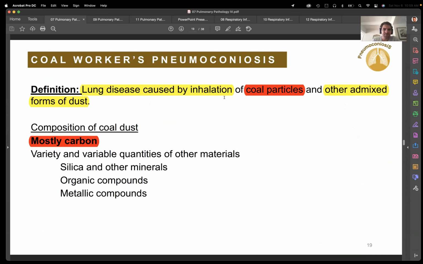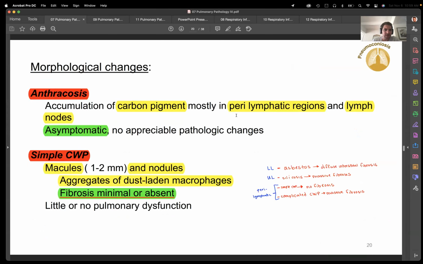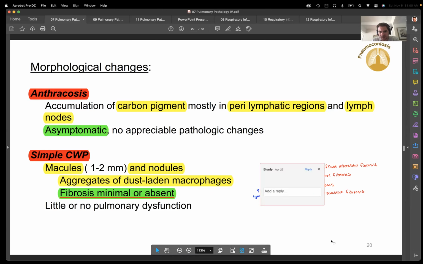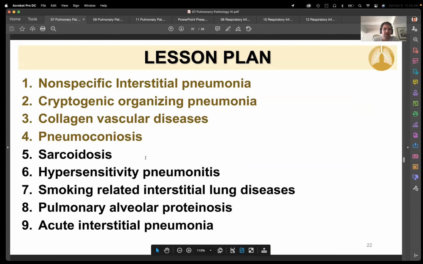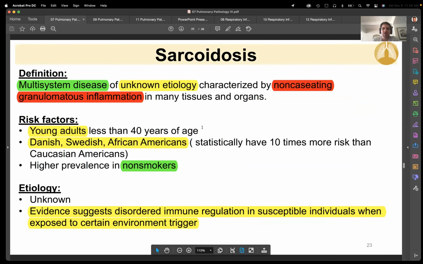All right, and then coal workers as well. Coal is carbon, so that's all they could really ask you about that. Anthrax, not super important. Lower lobe tends to be asbestosis, upper lobe silicosis. Good differential there. And then coal workers, you would expect to get blackened lung. That makes sense because it's coal, it's carbon. A lot of fibrosis and these occupational problems form.